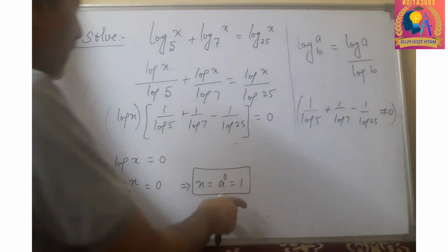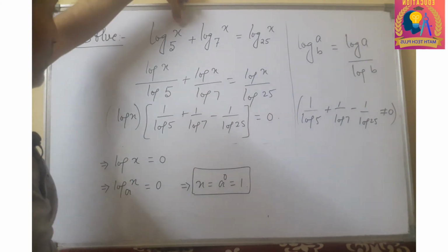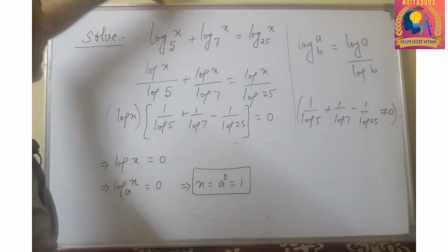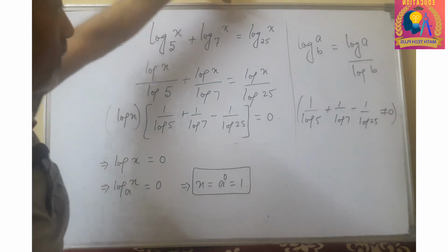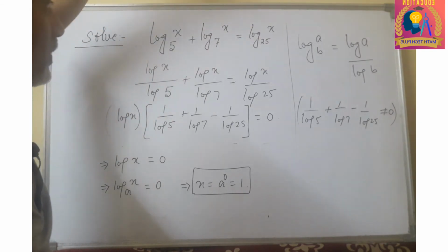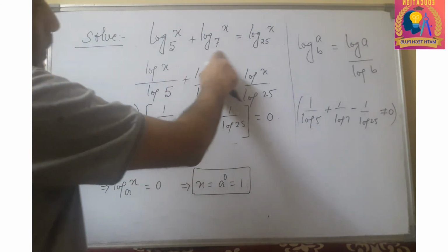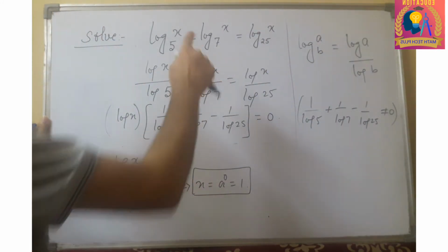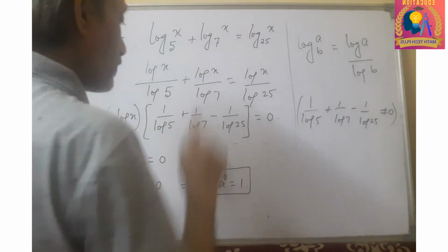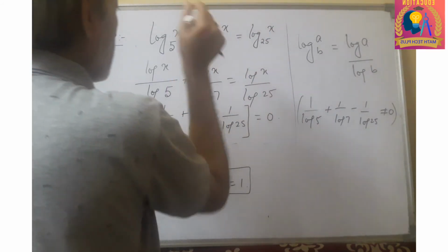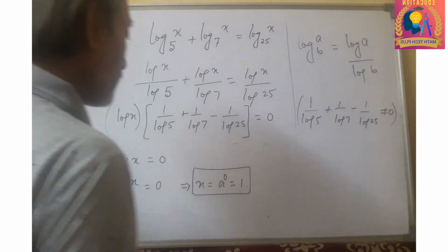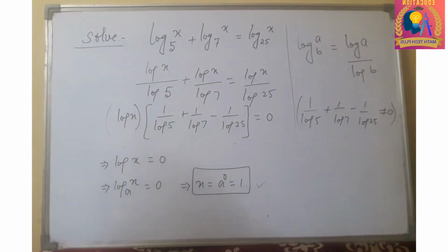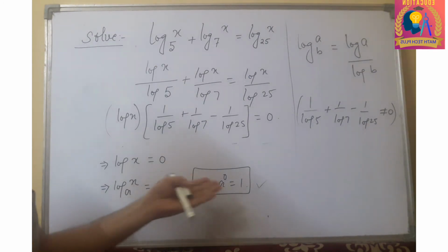Now substitute this value here. Log 1 to the base 5, its value will be what? 0. Log 1 to the base 7, value will be 0. Log 1 to the base 25, value will be 0. 0 plus 0 equals to 0. So it satisfies this condition, and therefore x equal to 1 is the correct answer. Because any number raised to the power 0 is 1.